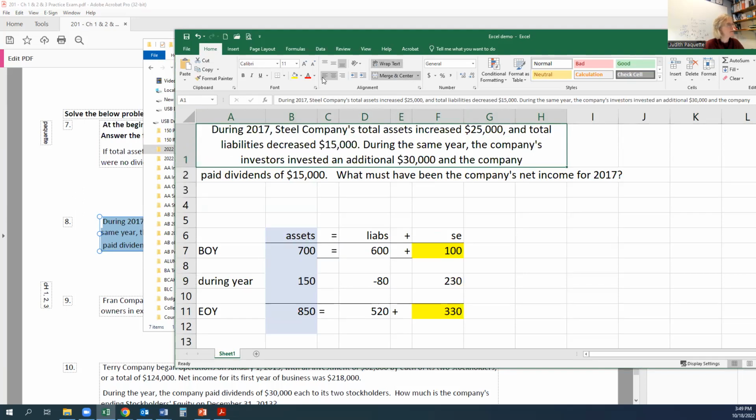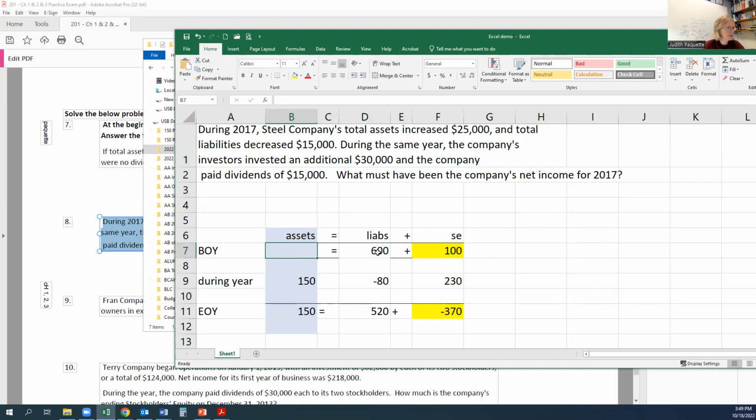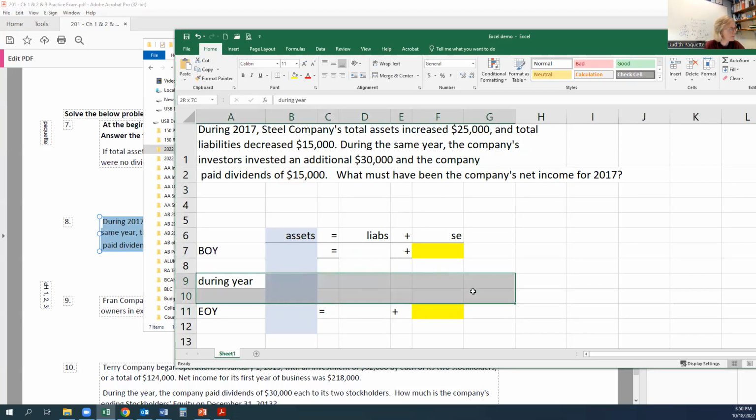Okay, during the year, Steel Corporation's total assets increased 25 and total liabilities decreased 15. During the same year, the investors invested an additional 30 and the company paid dividends of 15. What must the company's net income have been for 2017? So in this problem, we don't know anything about the beginning of the year. We don't know anything about the end of the year. All we know is during the year.